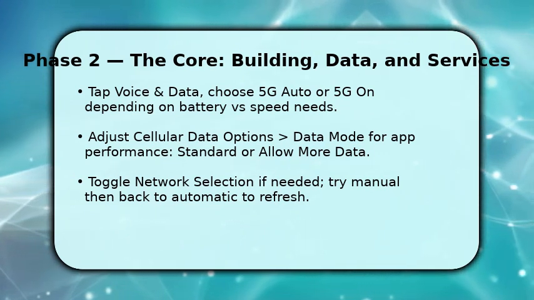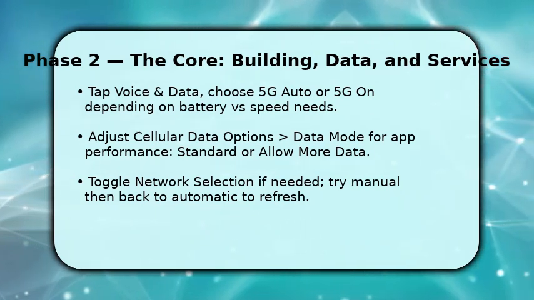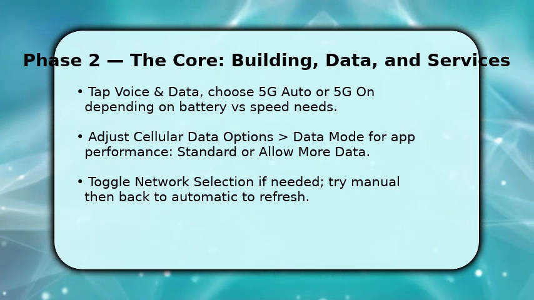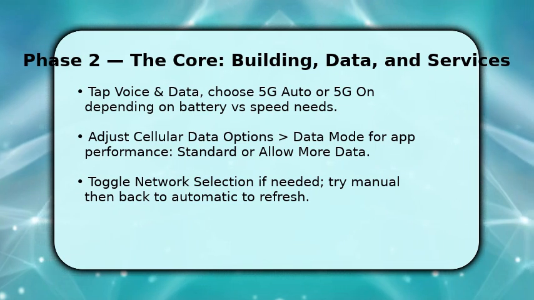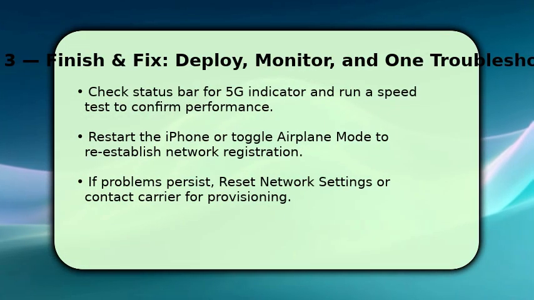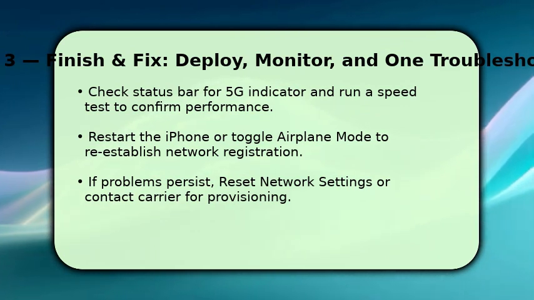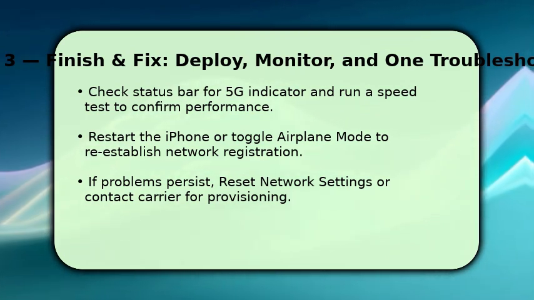If you don't see expected behavior, use Network Selection to briefly switch to manual and then automatic to force a re-register with the network, which often resolves band assignment. Finish by verifying the 5G icon in the status bar and run a speed test to confirm faster throughput. That tells you the change worked.